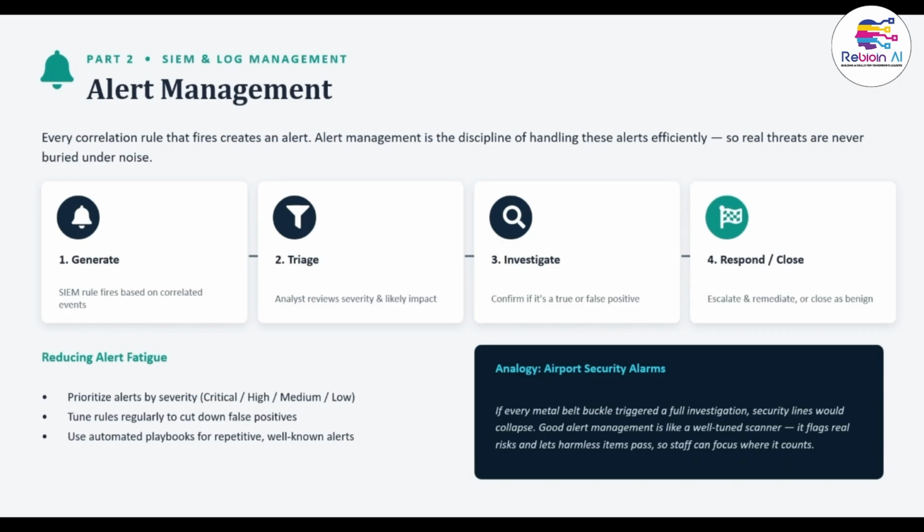a human. Let's understand it with a real life analogy, that is airport security alarms. If every single metal belt buckle triggered a full, in depth investigation, security lines would completely collapse. Nothing would ever move. Good alert management is like a well tuned airport scan. It flags real risks that need attention and lets harmless items pass through smoothly, so security staff can focus their energy exactly where it counts. Let's move further.